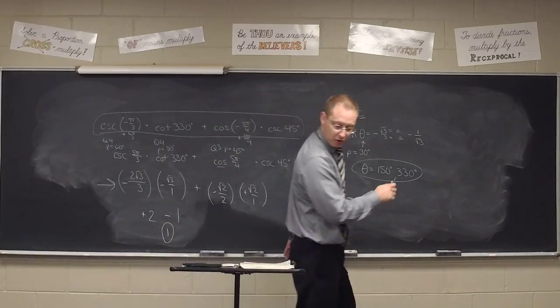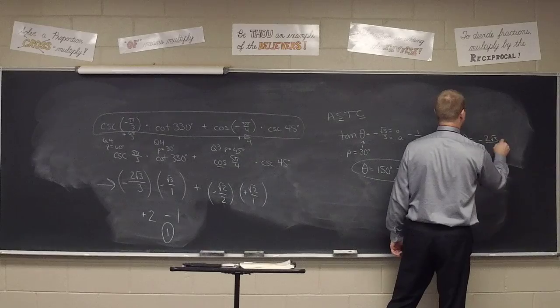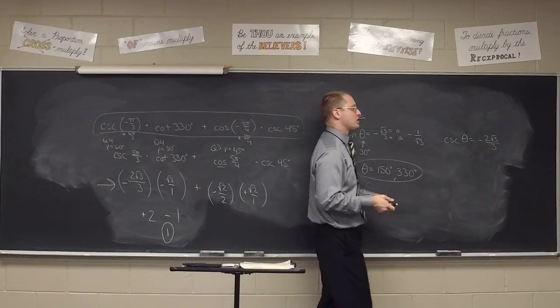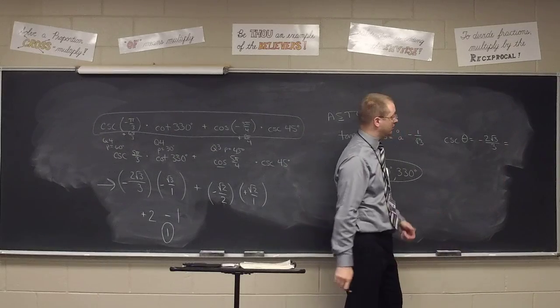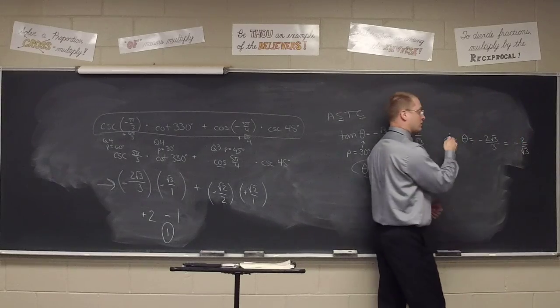Let's put this next one in reverse. We have the cosecant of theta is negative 2 times the square root of 3 over 3. Well, again, that's rationalized. What's the original ratio? 2 over square root of 3. Negative 2 over square root of 3. All right, and cosecant's what over what?